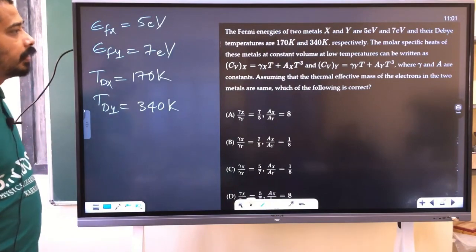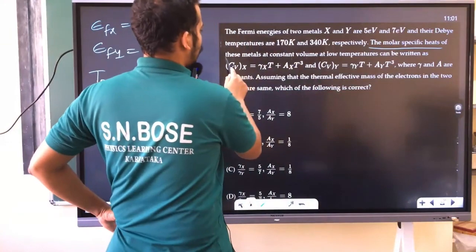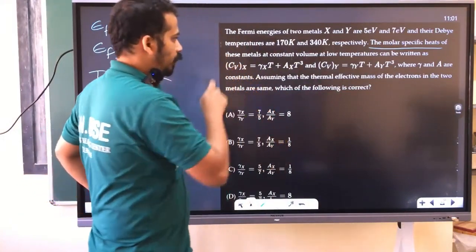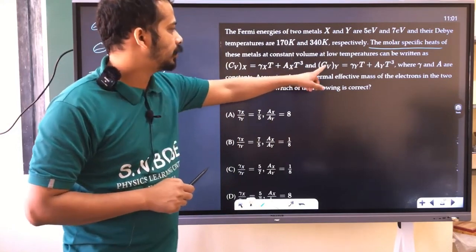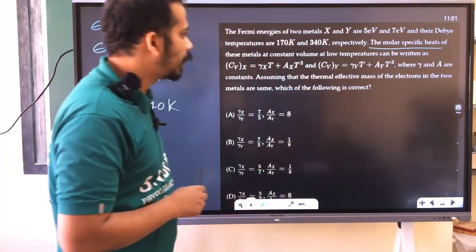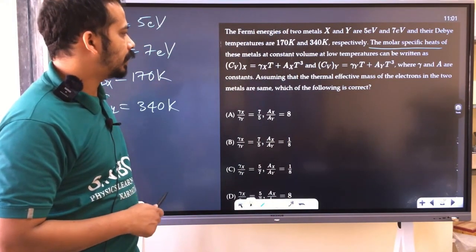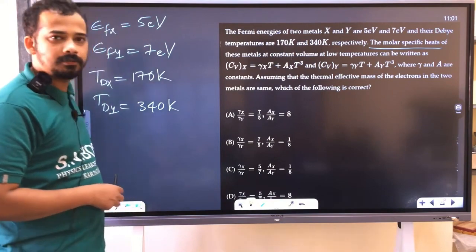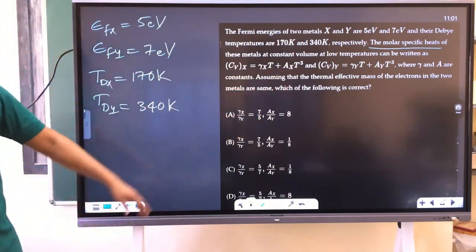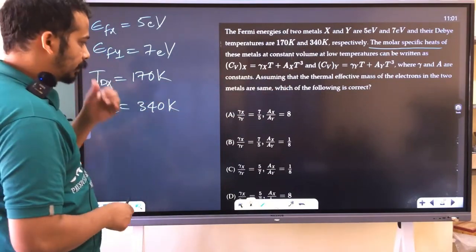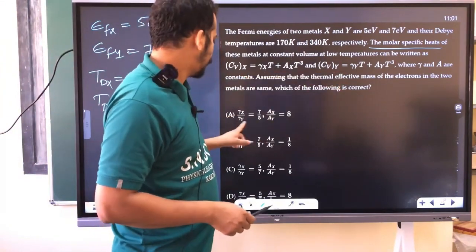Now the molar specific heat of these metals at constant volume at low temperature is equal to Cv = gammaX T + aX T cube, and gammaY T + aY T cube. Gamma and a are constants. Assuming that thermal effective masses of the electrons in two metals are same. Usually that will not be same in condensed matter physics. Which of the following is correct? He's taking gammaX divided by gammaY, am I right, and aX divided by aY.